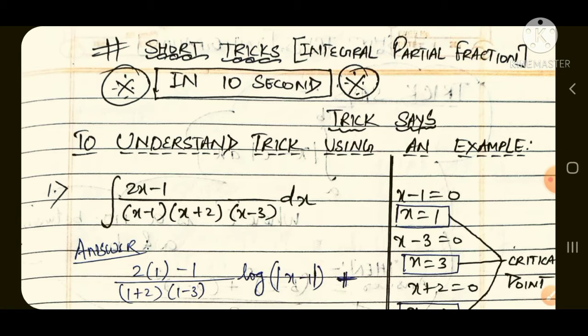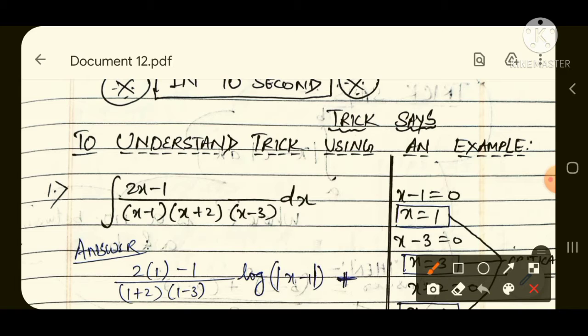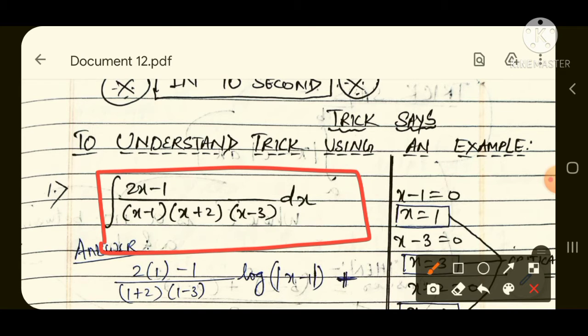if questions are coming in the partial fraction format, then only you can apply this trick which I have told. For partial fraction, how can we know that the question is in the partial fraction? In partial fraction, the denominator cannot be factorized further, see, because here it is already factorized. See, x minus 1 into x plus 2 into x minus 3. So here it is already factorized, it cannot be factorized further.